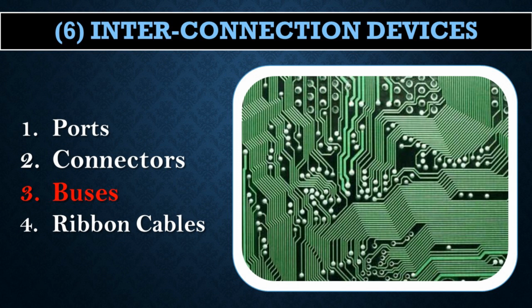System buses. The electrical path used to transfer data from one location to another is called a system bus. It is composed of many lines, and each line can transmit a signal, either 0 or 1. There are three types of buses: data bus, address bus, and control bus.